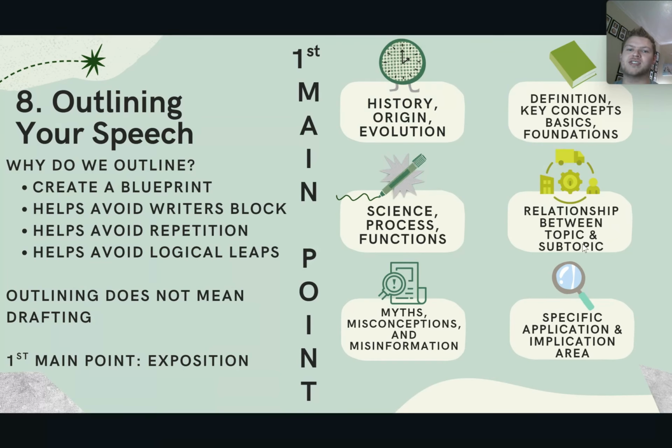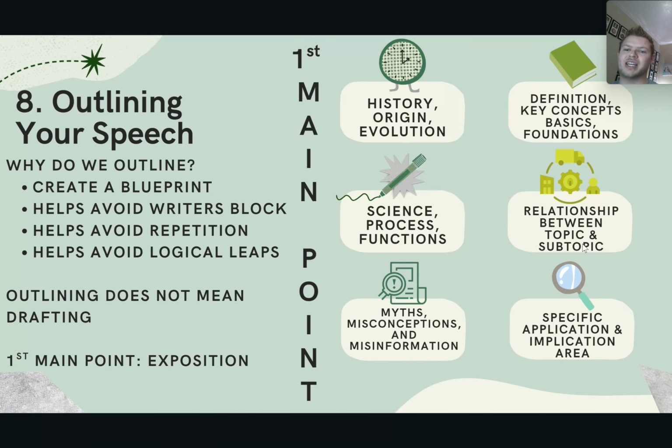You talk about the history, origin, and evolution of your topic, or you talk about the definition, key concepts, basics, and foundations of your topic, or you talk about the science, process, and functions of your topic. Virtually every informative speech that has ever made it to NSDA finals has their first main point as one of those 3 things. But there are some rarer options as well.